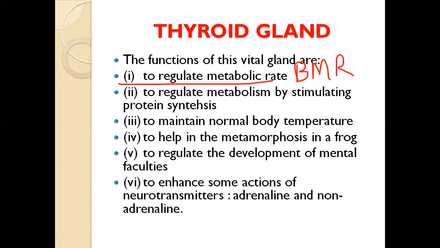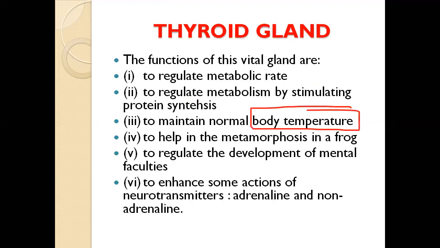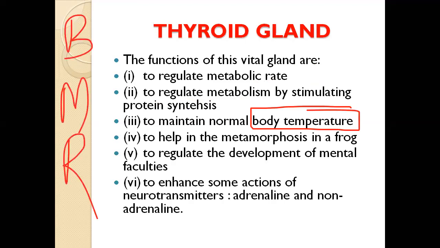And how? It regulates metabolism by stimulating protein synthesis, participates in protein synthesis, and maintains normal body temperature. Our homeothermic body temperature is maintained by the thyroxine hormone. All that comes under BMR, basic metabolic rate. All the metabolic activities of the body are carried out by thyroxine, we can say.